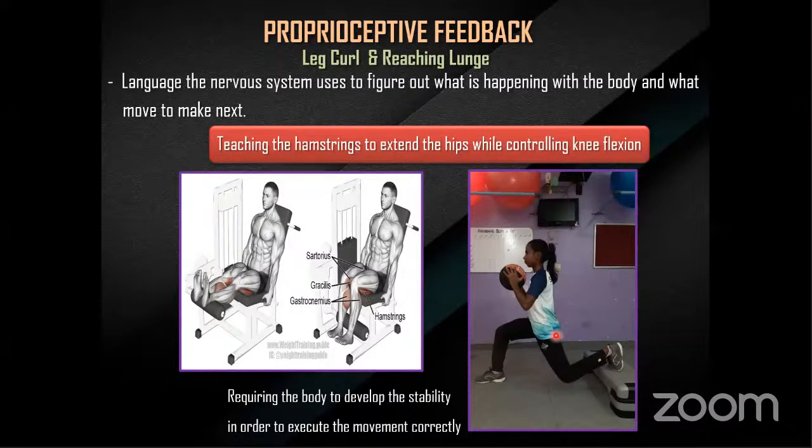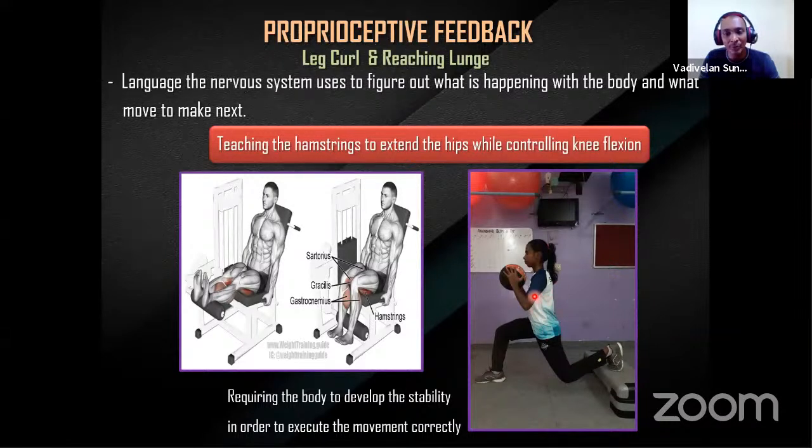The upper body is well stabilized, so the stability component is there, and for the lower body you are giving a mobility component. The same muscle can be trained in functional training. It requires the body to develop in order to execute the movement correctly. So this is the proprioceptive feedback.